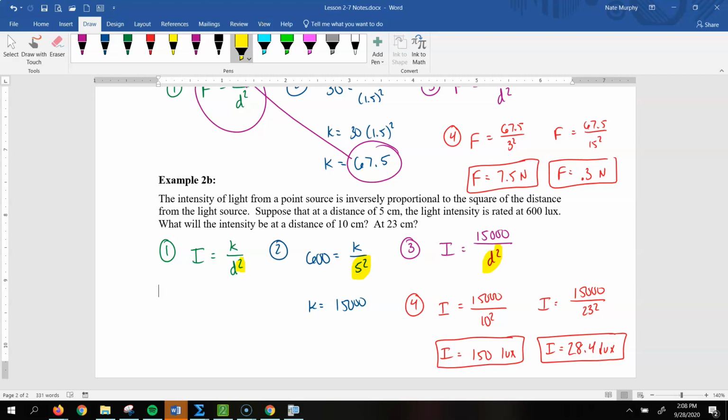But hopefully this answers your questions now as you get a chance to see what the inverse variation model and the inverse square variation model look like. And so make sure you come to class tomorrow ready to do the warm-up and work on your assignment.